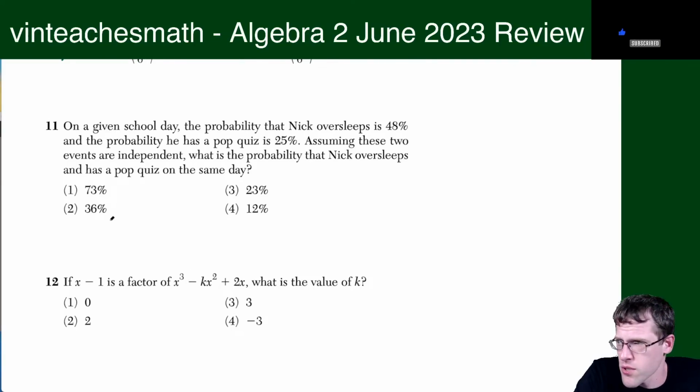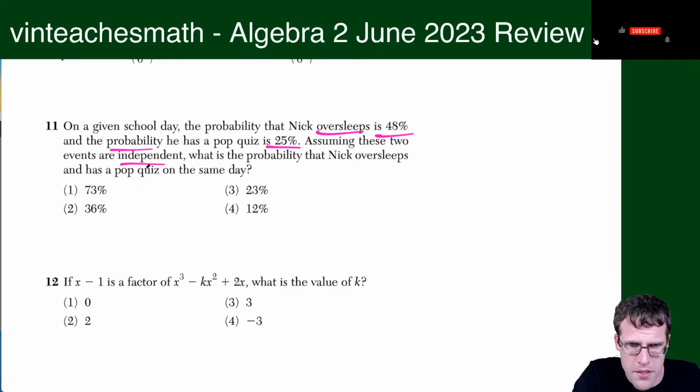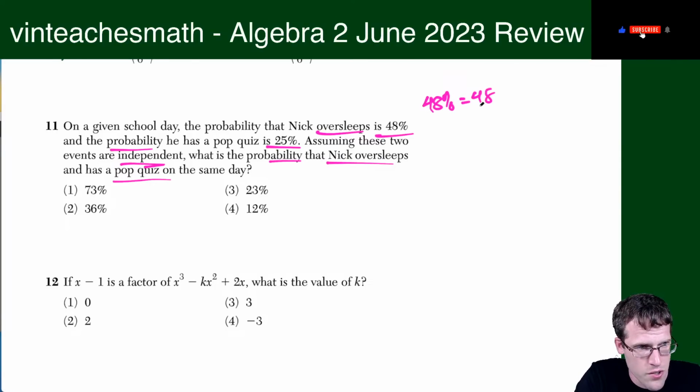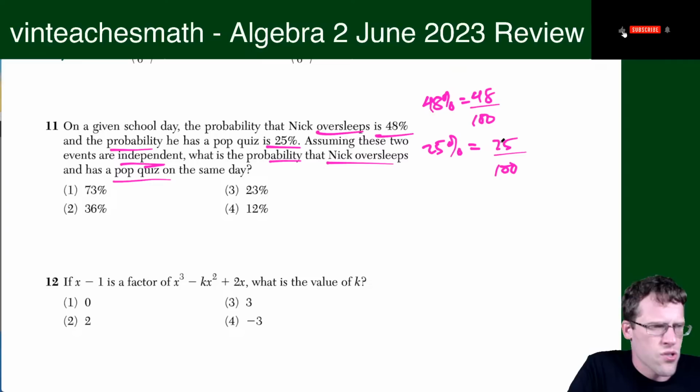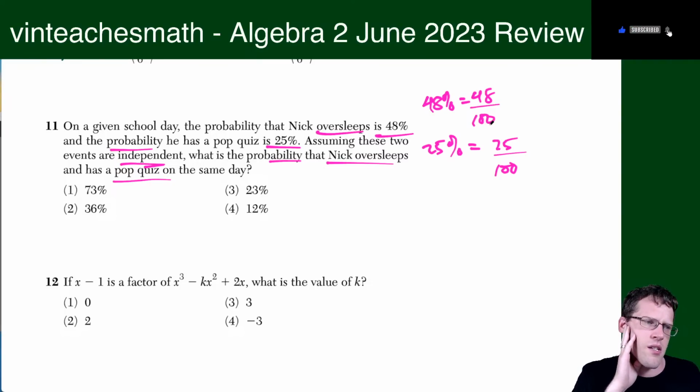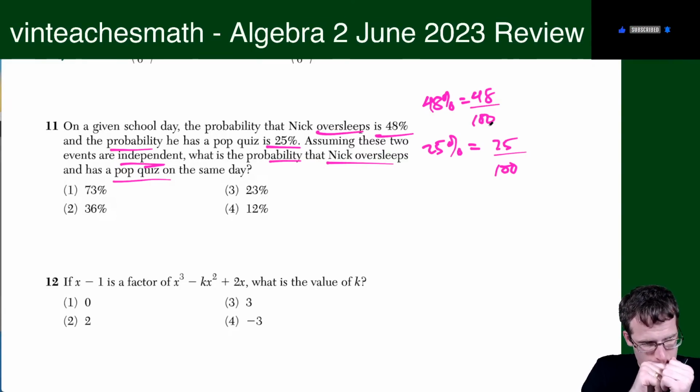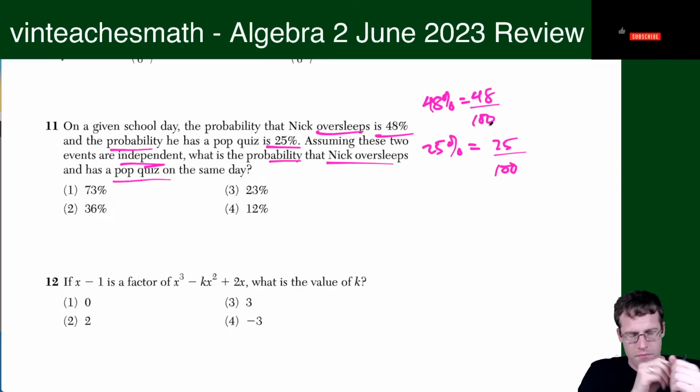Okay, so Nick will oversleep, 48% chance. The probability he has a pop quiz is 25%. So assuming these events are independent, what is the probability that Nick oversleeps and has a pop quiz? So that just means multiply these. Okay, so here that's 48 out of 100. And 25% is 25 out of 100. So for this, let me just see. How is this going to work out nice? Oh, I think I see it.